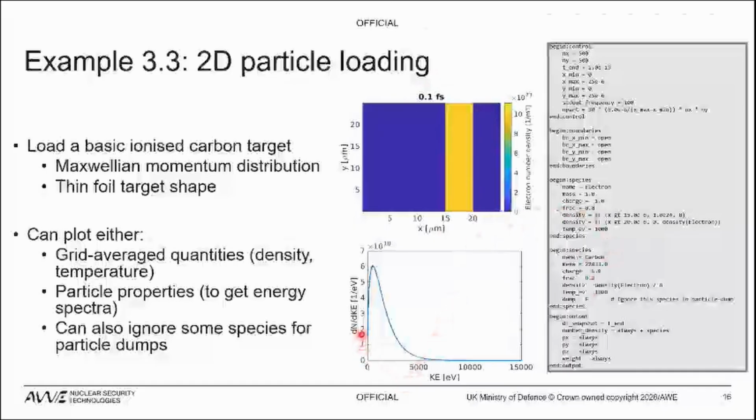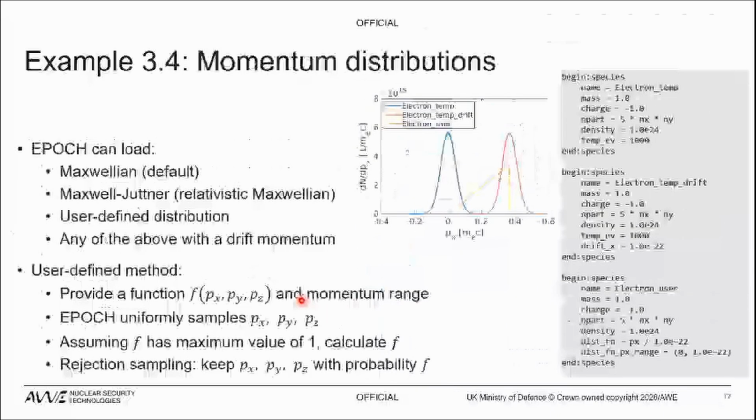We can look at the distribution of particles' kinetic energy. You can see that it follows a Maxwellian distribution here, at least I hope that's a Maxwellian. And this is an example of a differential spectra. So the integral between two limits tells you how many particles have been loaded with energy between those two limits. Very useful diagnostic. You can load different momentum distributions.